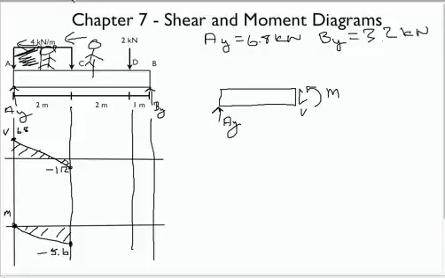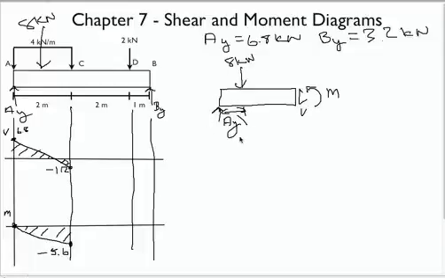So what that lets us do is, instead of having to write a function versus the distance for the load, we can see the whole load. And so we can just replace that with a single 8 kilonewton force acting in the middle. And this is true for all distributed loads. So 8 kilonewtons, 1 meter, and there we go.